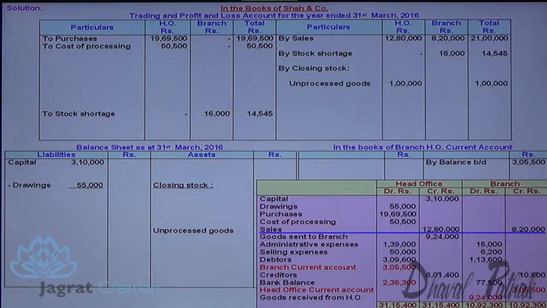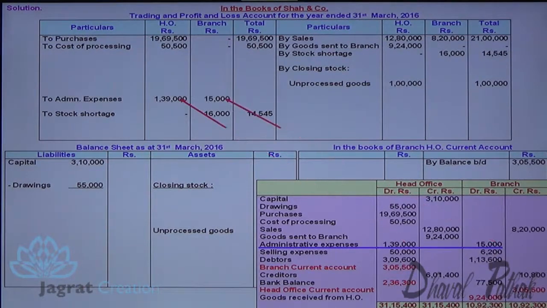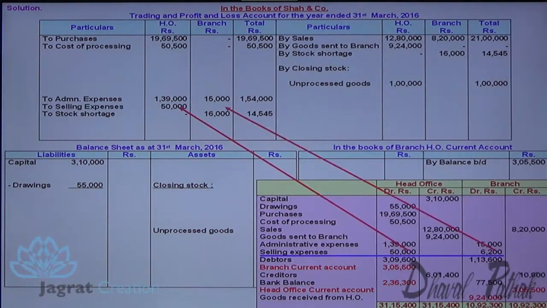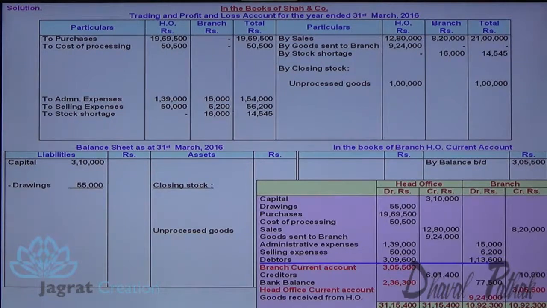You find the total being recorded. Goods sent to branch. Goods go out from head office, so head office trading account credit, goods sent to branch. Administrative expenses of HO and branch are debited to profit and loss account and the total is being recorded in the total column. Sales expense of HO and branch are debited in the profit and loss account. Debtors of HO and branch will be reported in the closing balance sheet.